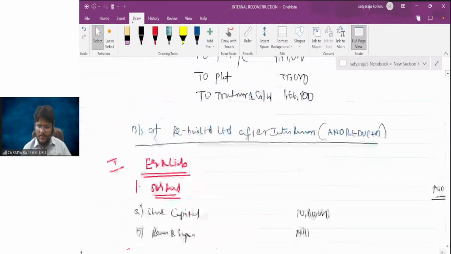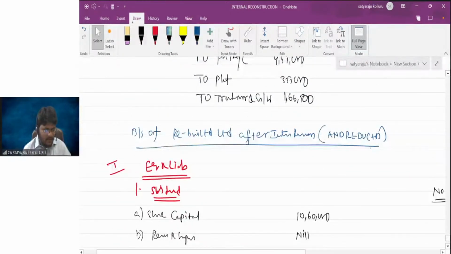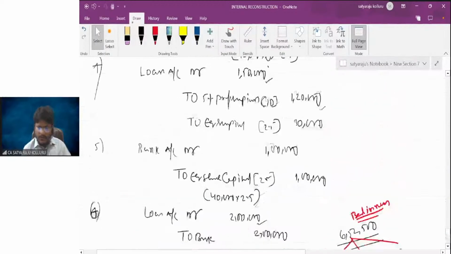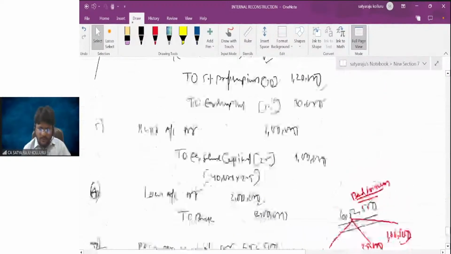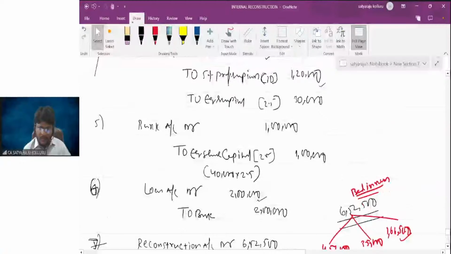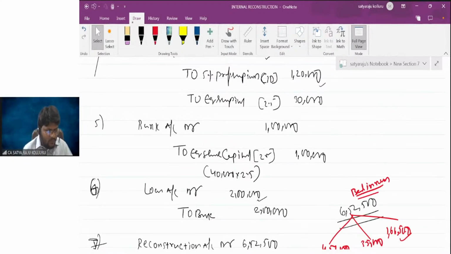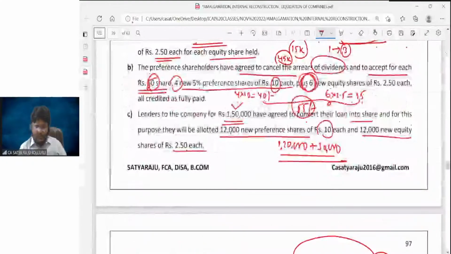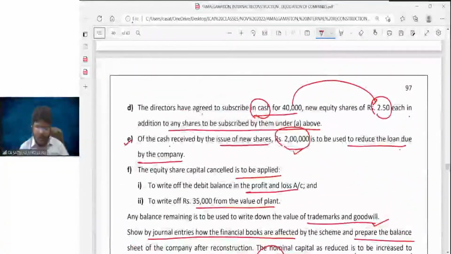Any capital I missed out? Some person, sir. Just a moment. The director subscription I also considered, right? Just a second, ma. One doubt. Who is asking? Sir, the director has subscribed for 16,000 shares of 2.5 each for 40,000 cash. Then how did you take 1 lakh? Those are amounts, not numbers of shares. Just a second. The directors have agreed to subscribe in cash for 40,000.